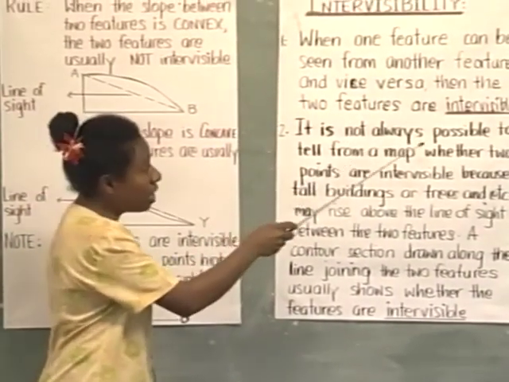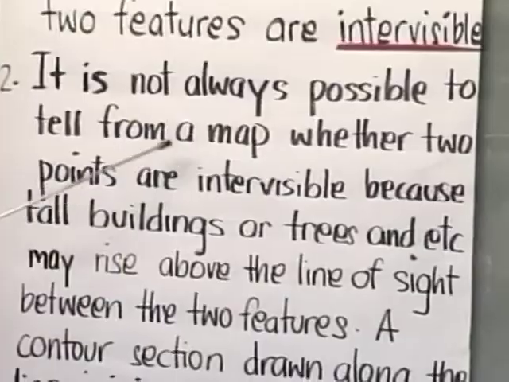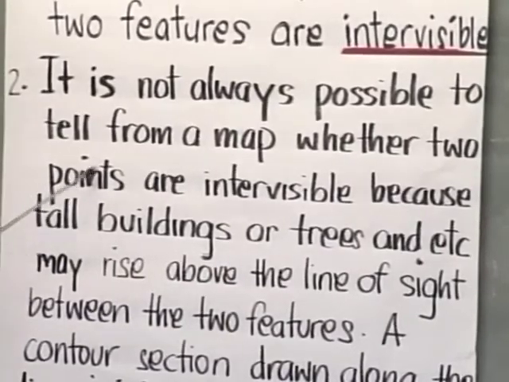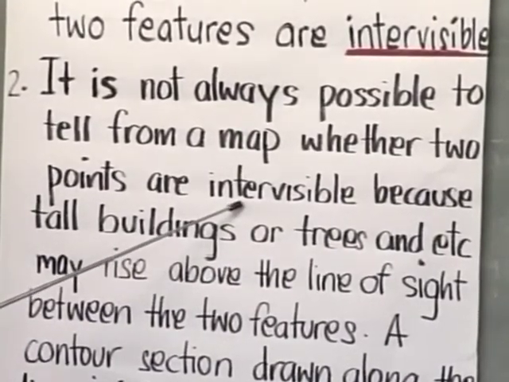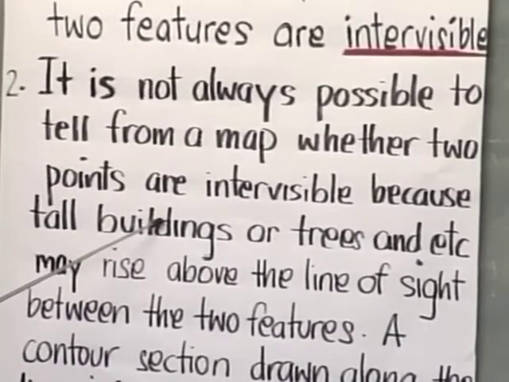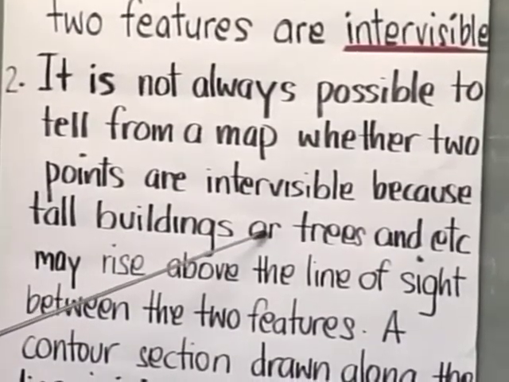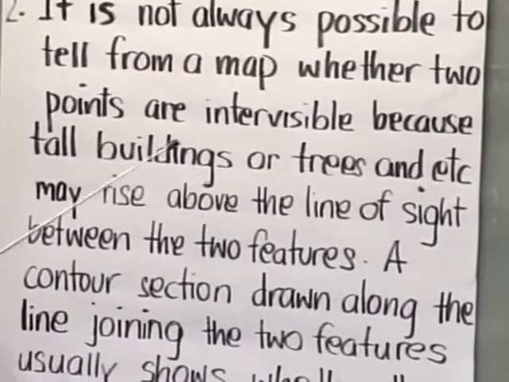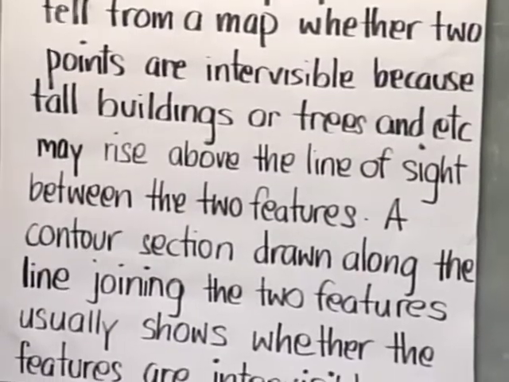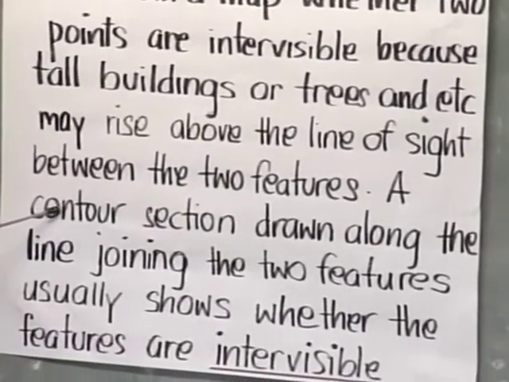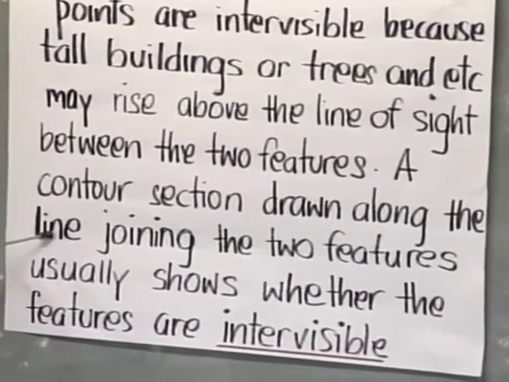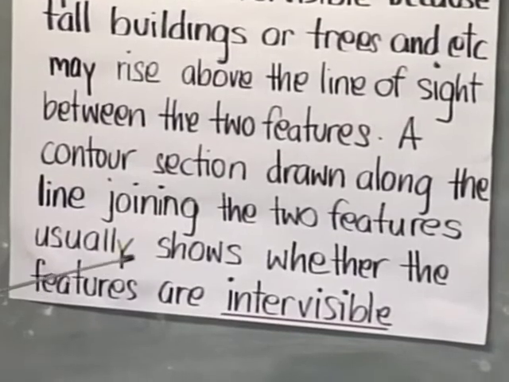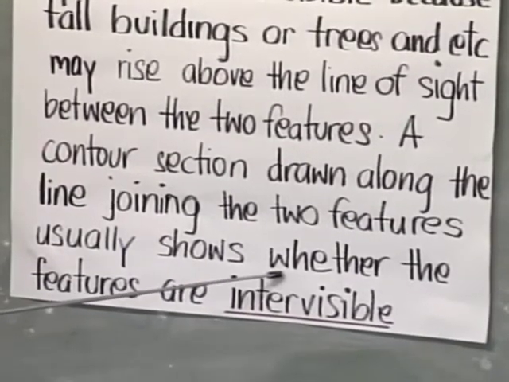It is not always possible to tell from a map, like a contour map that is, whether two places or two points are intervisible. The reason being that there might be tall buildings or trees or other features which may rise above what we call the line of sight between those two features. Therefore, a contour section or cross-section that is drawn along the line joining the two features usually shows whether the features are intervisible or not.